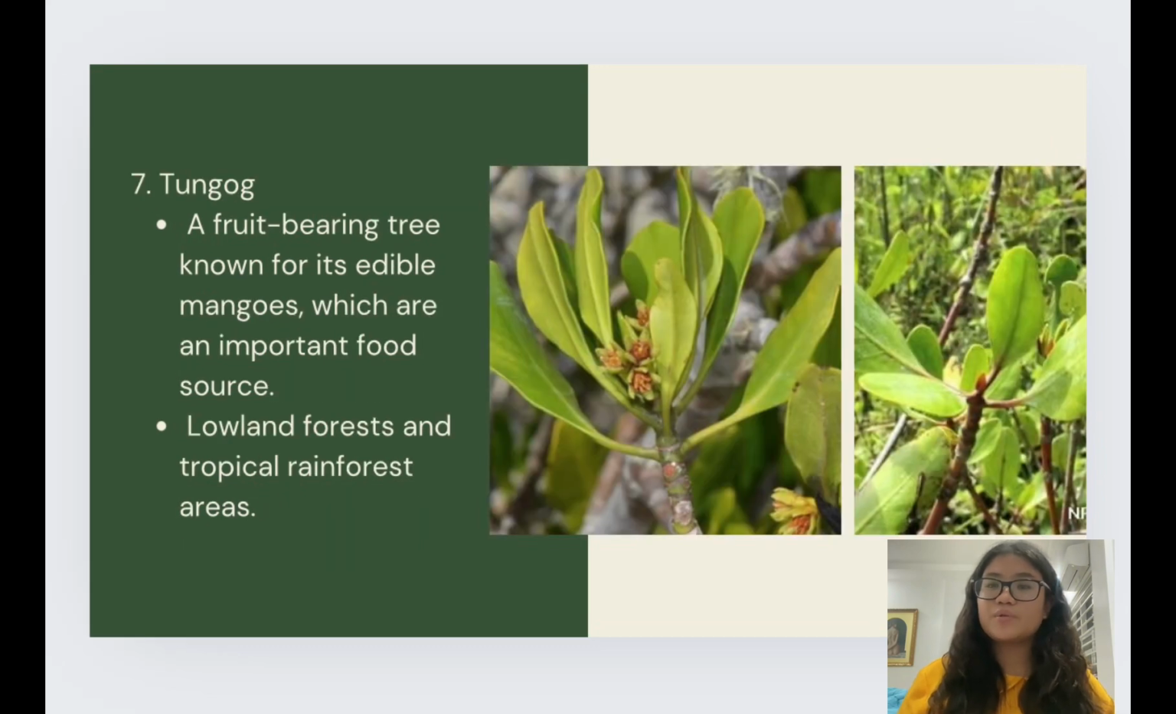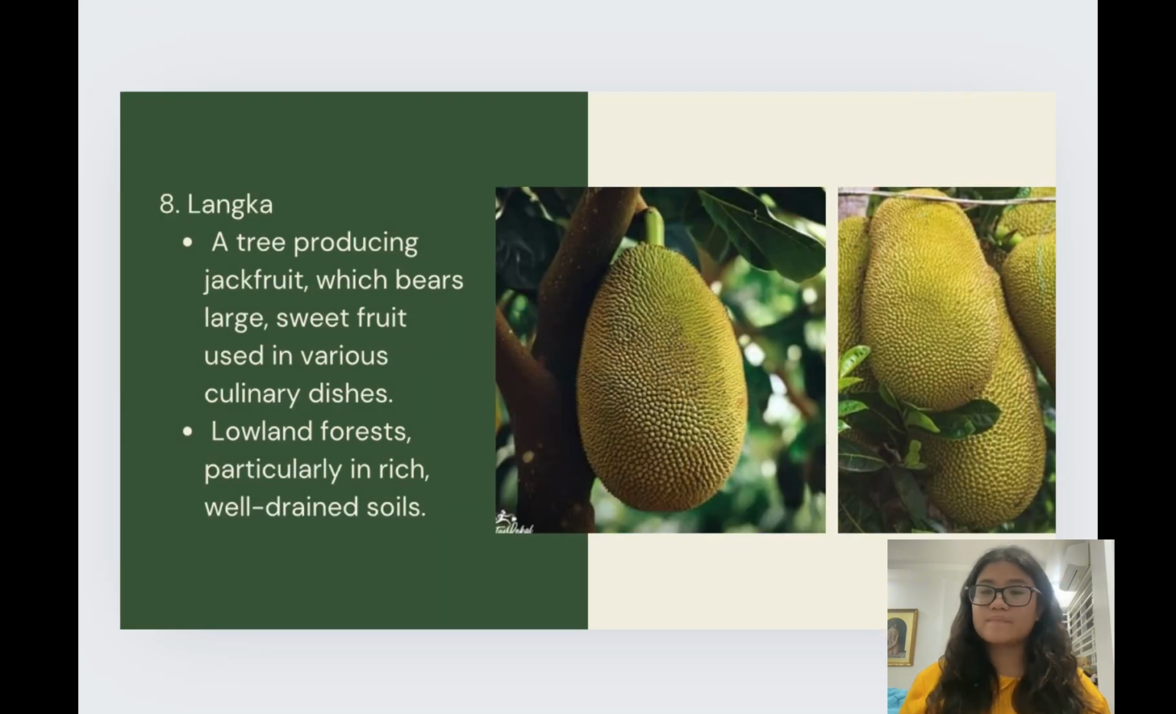Number 7 is tungog, a fruit-bearing tree known for its edible mangoes, which are an important food source. Their habitat is in lowland forests and tropical rainforest. Number 8 is langka, a tree producing jackfruit, which bears large, sweet fruit used in various culinary dishes. Their habitat is in lowland forests, particularly in rich, well-drained soils.